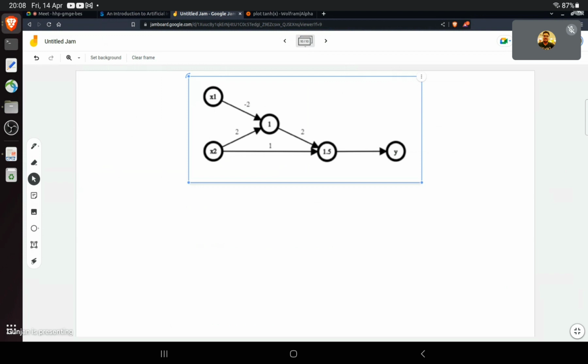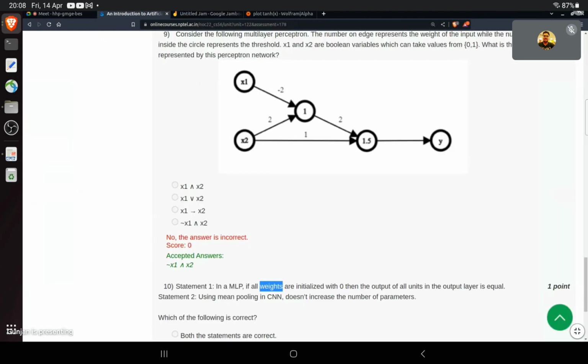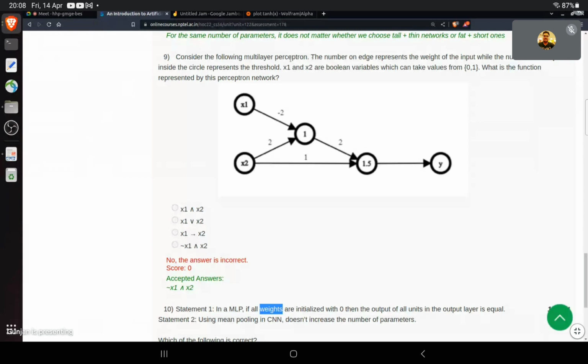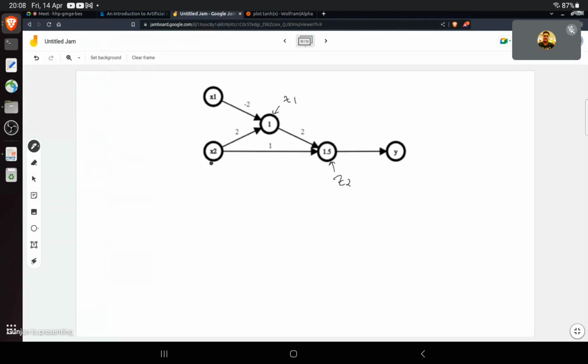Okay, so we have this one, and I'll just label this node as Z1 and this node as Z2. I think all the biases are zero. Have they specified it? The question says: consider the following perceptron, the number represents edge weight on the input. Biases are not given, so let us consider them zero. Oh, the biases are not given, bias is the threshold. So these are the thresholds, right?